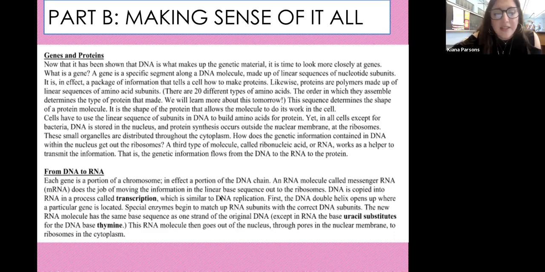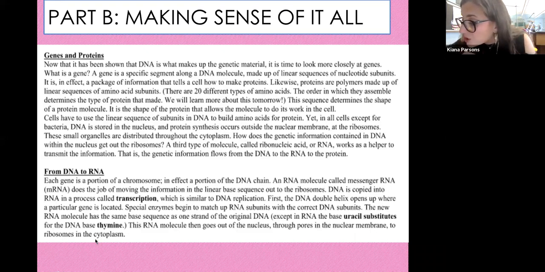First, the DNA double helix opens up where a particular gene is located. Special enzymes begin to match up RNA subunits with the correct DNA subunits. The new RNA molecule has the same base sequence as one strand of the original DNA, except in RNA, the base uracil substitutes for the DNA base thymine. This RNA molecule then goes out of the nucleus through pores in the nuclear membrane to ribosomes in the cytoplasm.